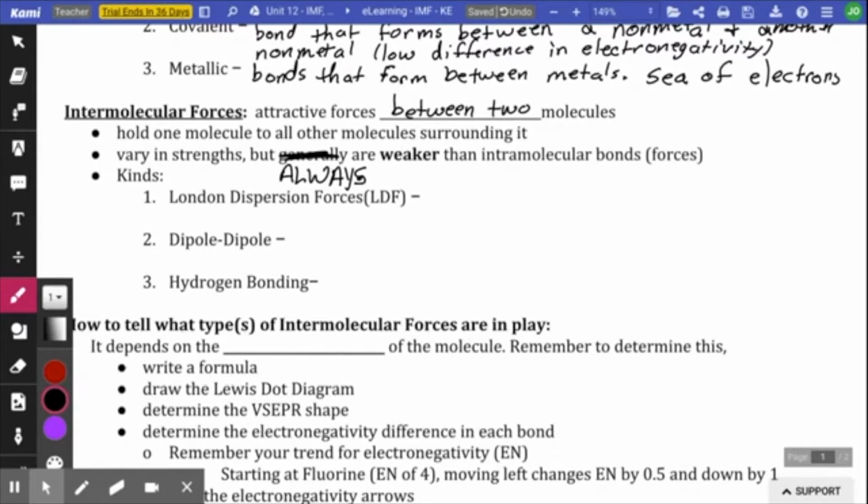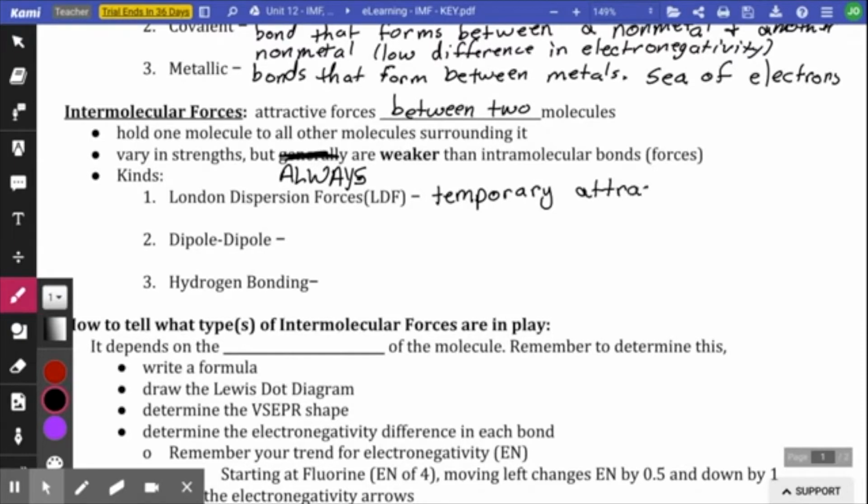In our intermolecular forces, we do have three types. First, London dispersion forces. Second, dipole-dipole. And third, hydrogen bonding. Let's start with London dispersion forces. These are a little bit strange. In a minute, I'm going to show you all a video to show you how that happens. But what they are is a temporary attractive force. So these are temporary attractive forces.